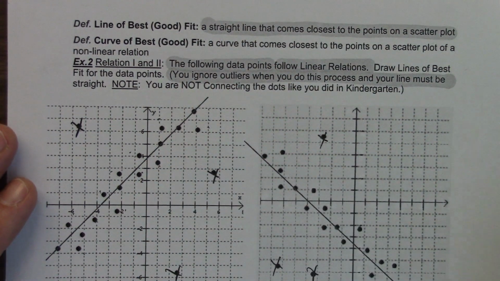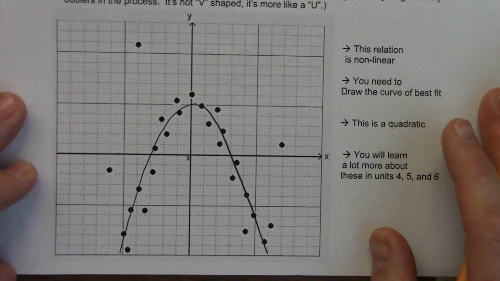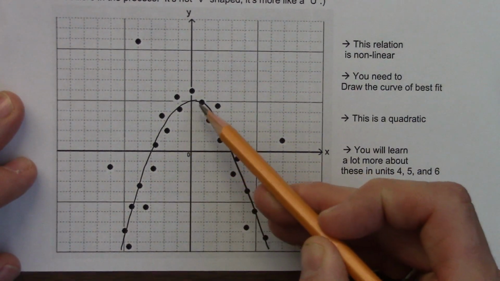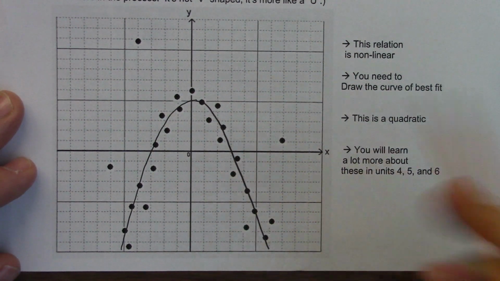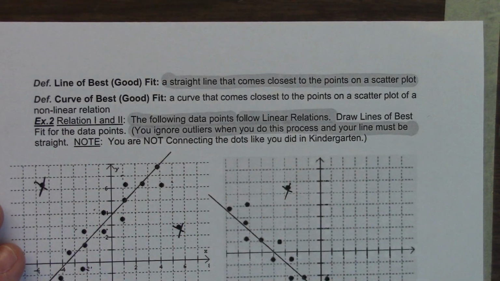Okay? The curve of best fit is a curve that comes closest to the points on a scatter plot. So here's your scatter plot. Again, a bunch of points. You are trying to estimate a curve that goes through the middle of the majority of the points. All right? That's line of best fit and curve of best fit.